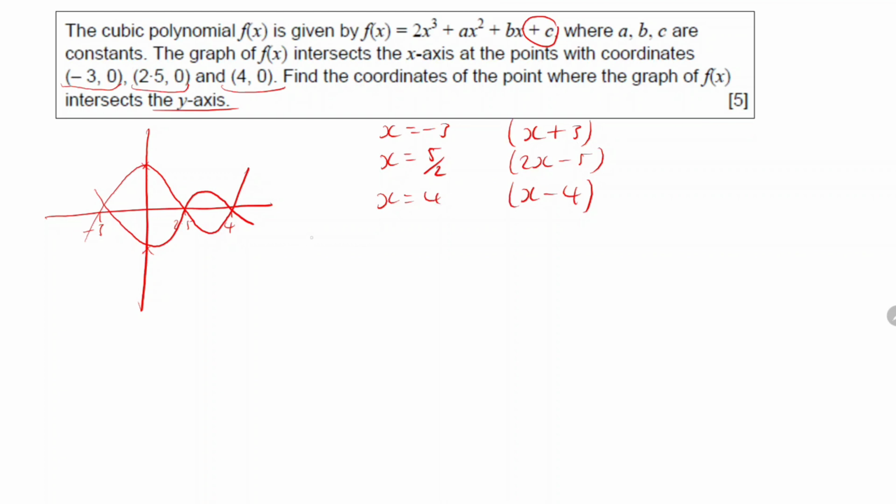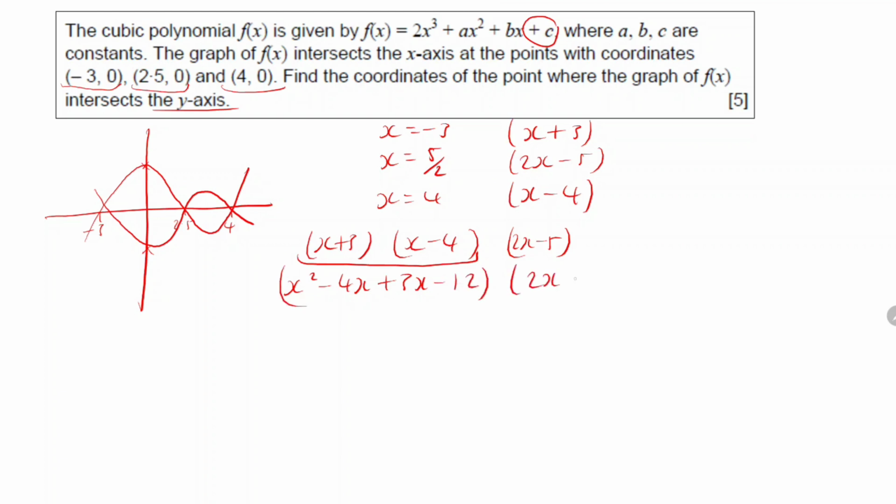Now, this question would be the opposite of doing polynomial division, and you would multiply the three brackets together. I would multiply these two first. X times by x is x squared. X times by minus 4, minus 4x. 3 times by x is 3x. And 3 times by minus 4 is minus 12. We still got to multiply this by 2x minus 5. Simplify this first. We have x squared, minus 4 plus 3 is minus x, minus 12, times by 2x minus 5.